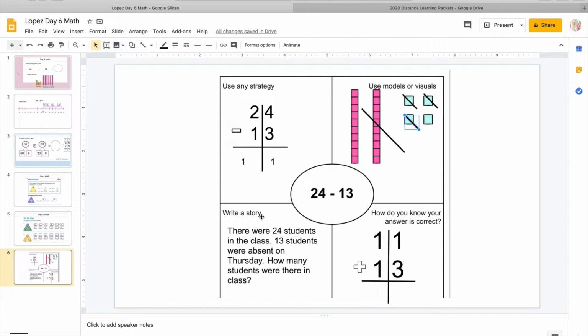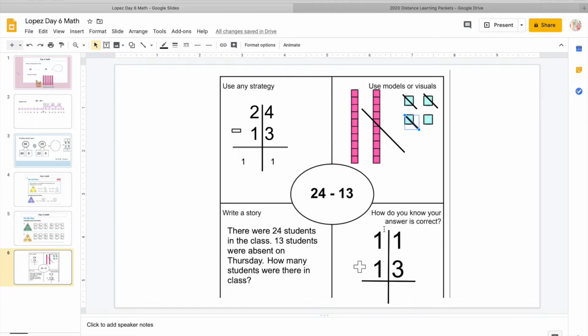Write a story about it. This is where you're going to come up with your own word problem. This is an example. There were 24 students in the class. 13 students were absent on Thursday. How many students were there in class? So this one's kind of fun because you're getting to come up with your own word problem.